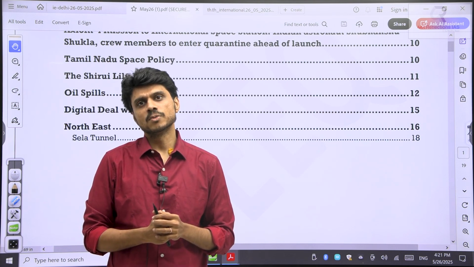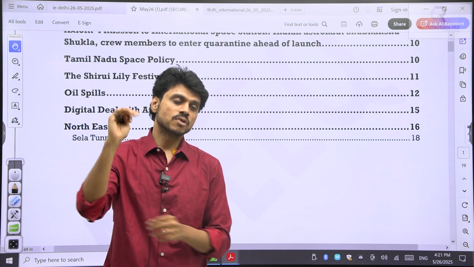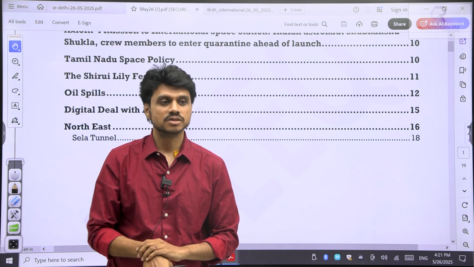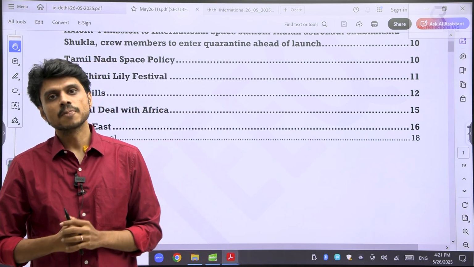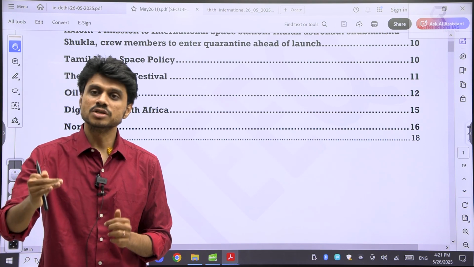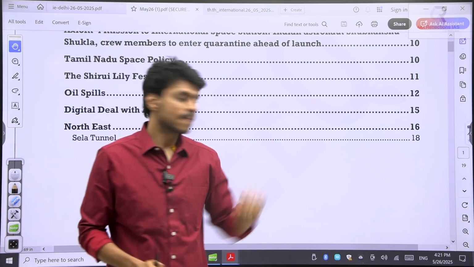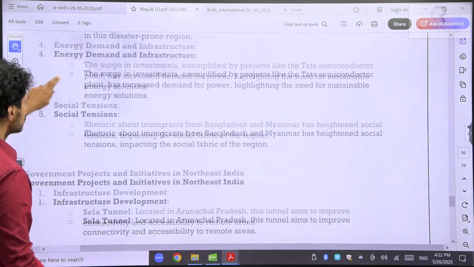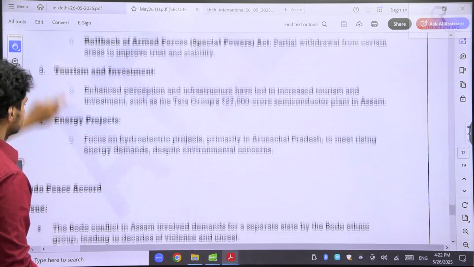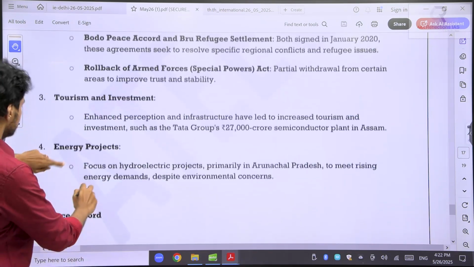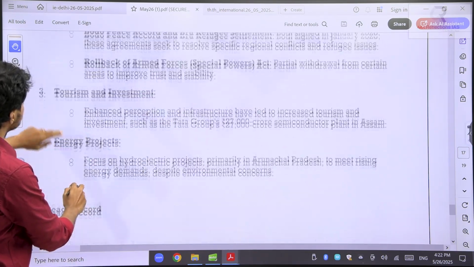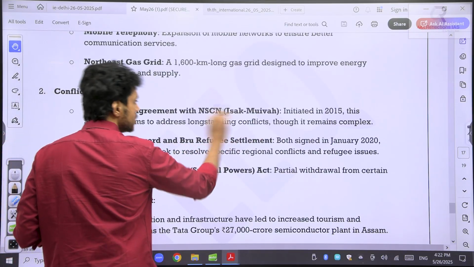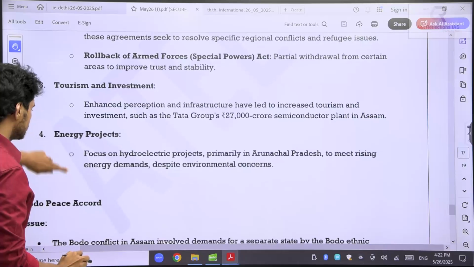Then you might have also seen, once there was a time, the Naga issue, Greater Nagalim, was a huge security threat. Government has made some deal with them, but still nothing has progressed. This is another thing, Greater Nagaland. The same way, the Bodo issue was also there in those days. So this was given in the news: Bodo Peace Accord and Bru refugee settlement. This was done.